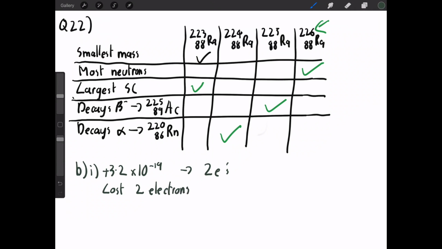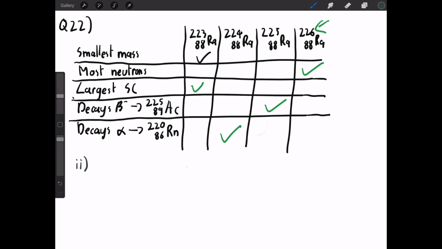Right, part 2. Let's give ourselves some room first. The specific charge of the ion formed is 8.57 times 10 to the power 5 coulombs per kilogram. Deduce which isotope in the table has been ionised.